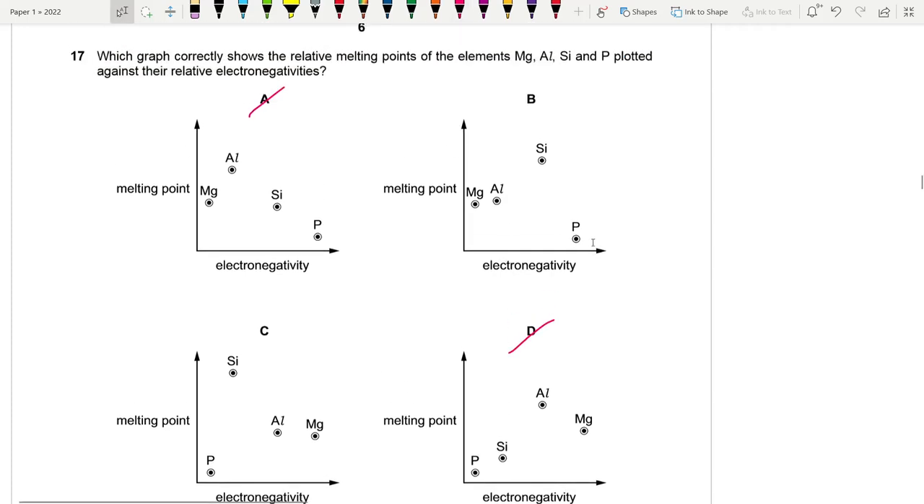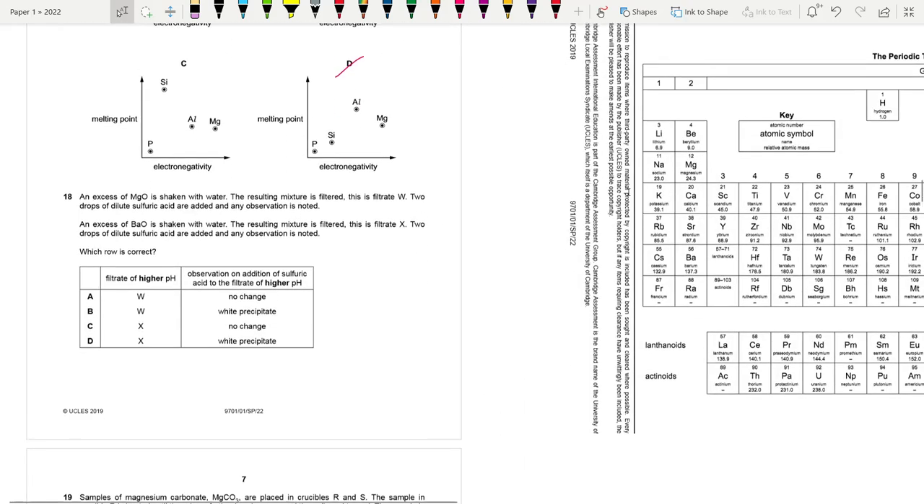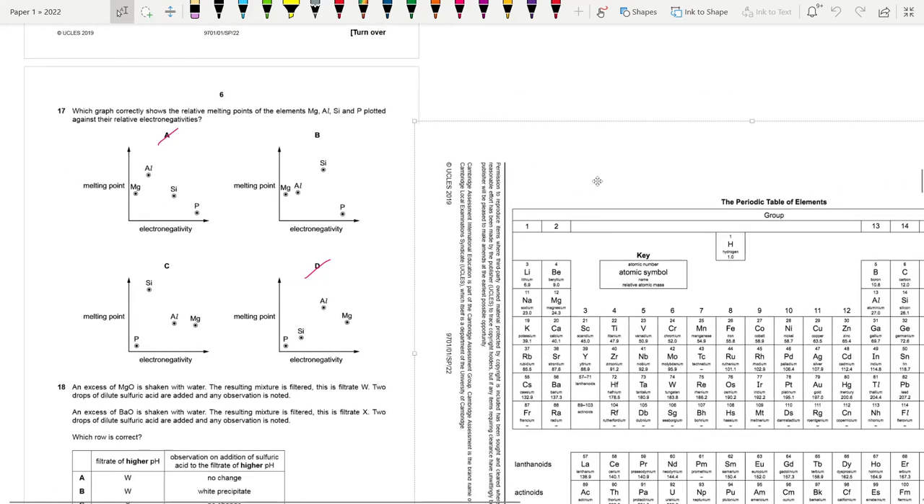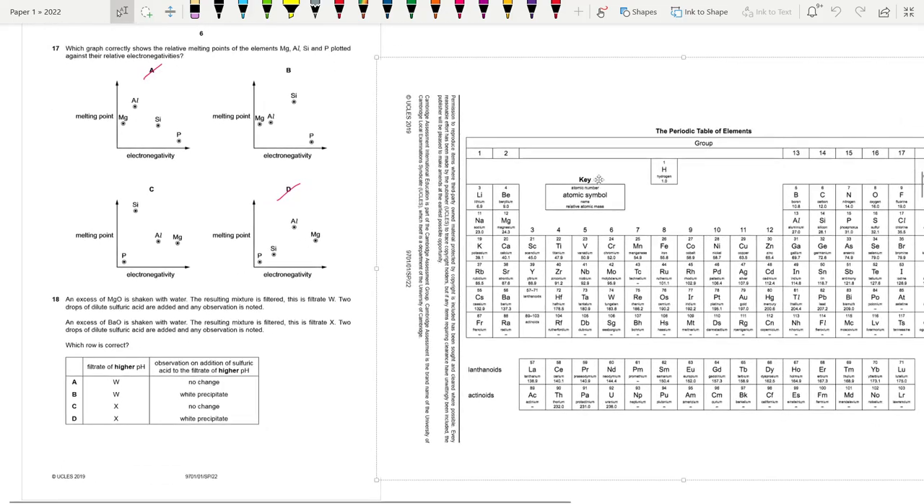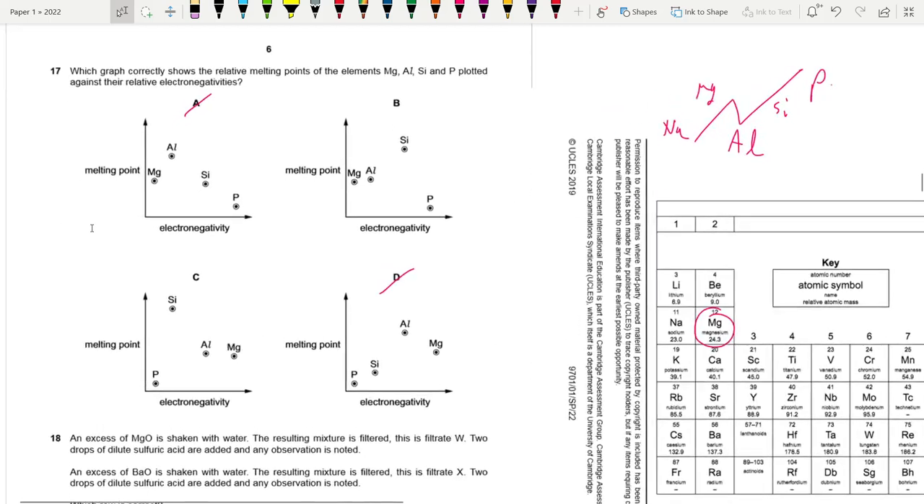Now let's look at the periodic table, right? Do I have it copied or something? Yeah, I do. So this is in the third period. Magnesium, aluminium, silicon, phosphorus. So the trend is like this: sodium, magnesium, aluminium, silicon, phosphorus. So phosphorus actually has the highest electronegativity. That's why C is wrong. 17 needs to be B.